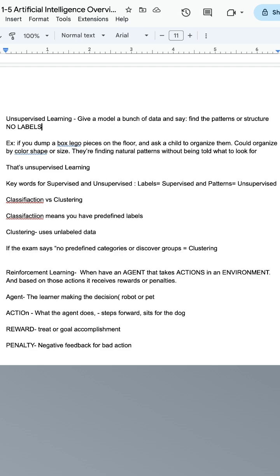Think of it like this. If you dump a box of random Legos of all shapes, sizes, and colors on the floor, and you ask a child to organize them, but you don't tell them how, they could group them by color, by size, or by shape. They're finding natural patterns without being told what to look for. That's unsupervised learning.